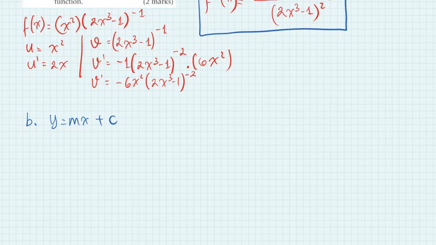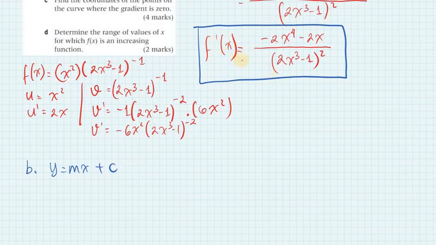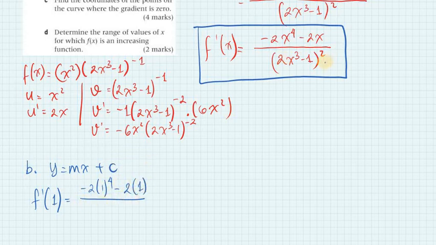We already have the gradient function, which is f'(x). We just need to input x equals 1. So let's input that first. We will have f'(1) equals negative 2 times 1 to the power of 4 minus 2 times 1, divided by (2 times 1 to the power of 3 minus 1) squared. So we will end up with, let's bring it down.